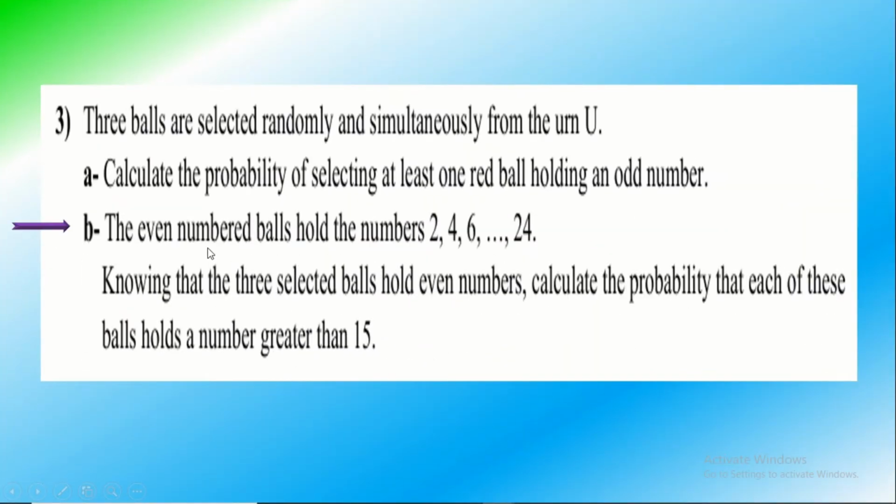Now the even numbered balls hold the numbers from 2 till 24. So in all, their number is 24 divided by 2, equal to 12. We have 12 even numbers. Knowing that the 3 selected balls hold even numbers, so they are given even. Calculate the probability that each of these balls holds a number greater than 15.